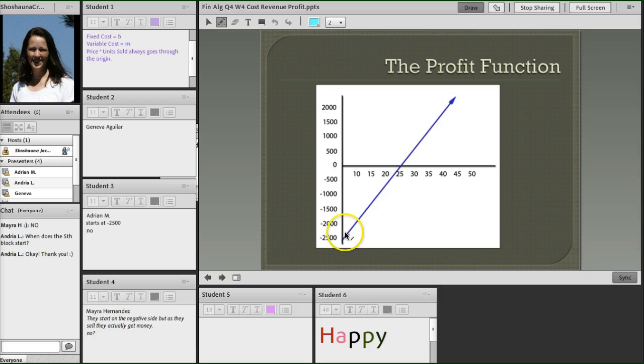I was noticing the line was blue, which isn't very helpful, but anyway. And then Myra, they start at the negative side, but as they sell, they actually get money. Right, so good. So this is the quantity that we're selling. This is also my break-even point, by the way.